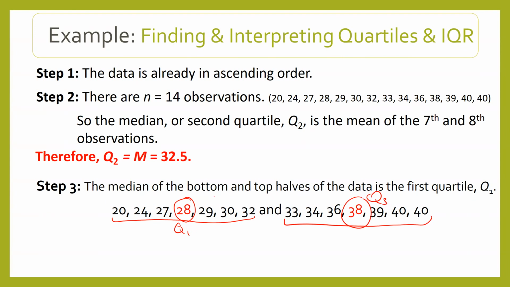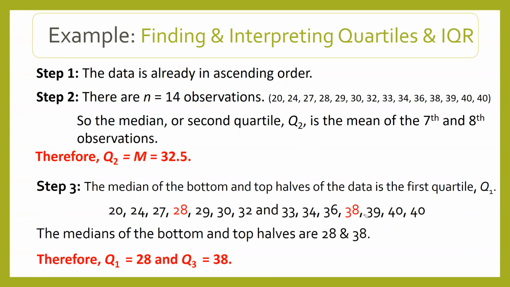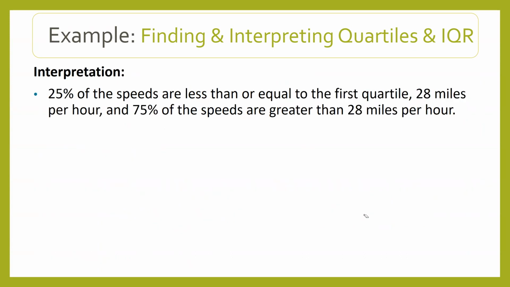Okay, and that's all. That's how you find the quartiles, Q1, Q2, and Q3. All right. Let's interpret Q1. Remember, 25% of speeds are less than or equal to the first quartile, 28 miles per hour, and 75% of the speeds are greater than 28 miles per hour. That's what Q1 interprets for us.